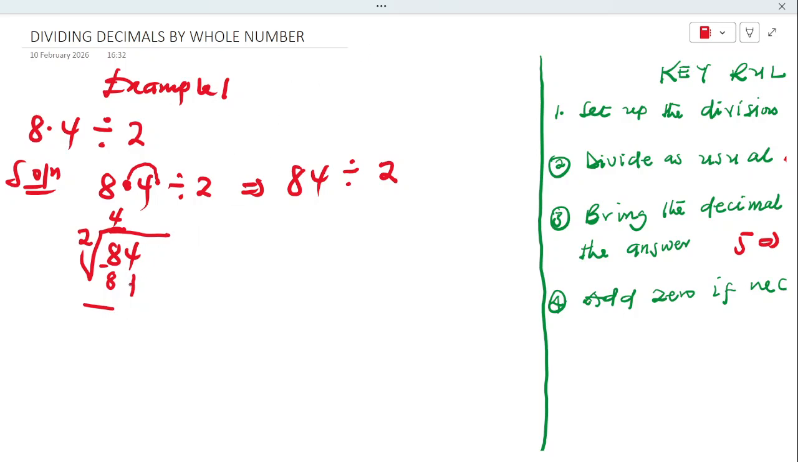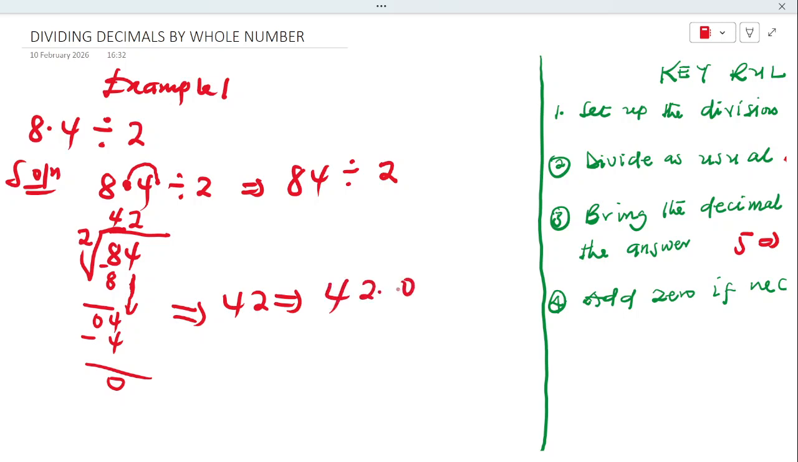So bring your 4 down. Here, 0. At the 4. 2 goes into 4. How many times? 2 times. 2 times 2, 4. Subtract. 4 minus 4 is 0. Since you have 0 as your remainder, our answer now gives us what? 42. Remember, 42 can also be written as what?